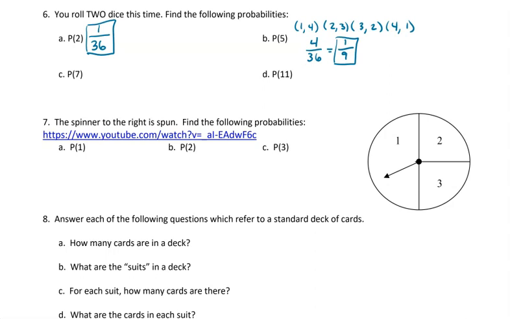Probability of getting a 7. Again, if we look at the sample space, to get a 7, we can get a 1 and a 6, a 2 and a 5, a 3 and a 4, a 4 and a 3, a 5 and a 2, or a 6 and a 1. That's 6 different possibilities out of our 36 total, or 1/6.